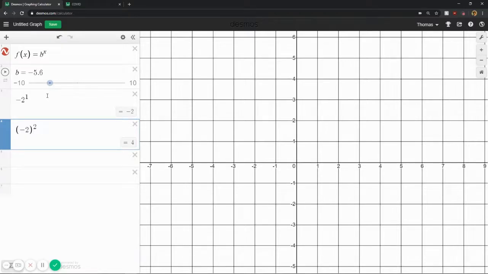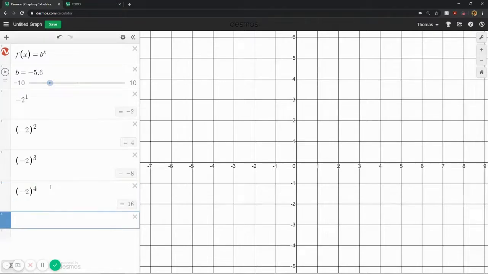So that's +4. If I took -2 and raised it to the third power, that's -8. So let's plot these values. Well, let's do one more: -2 to the fourth power. Okay, so let's plot these.